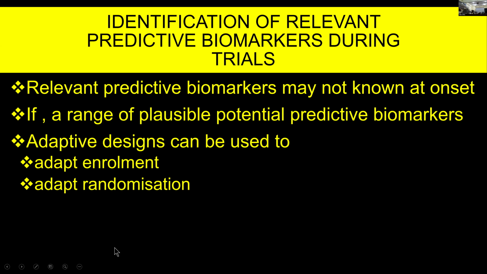Or we may also adapt randomization. We may stratify the randomization based on the biomarker to make sure that equal numbers of high Apache and low Apache scores are present. I'm not saying Apache is a biomarker, but whatever biomarker.